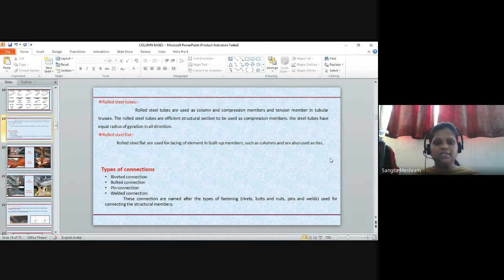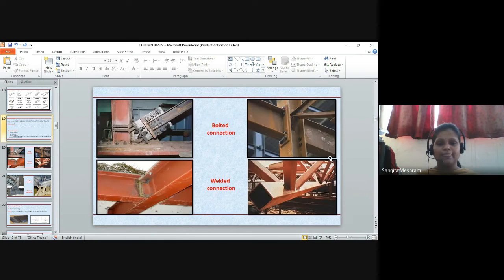Then we have already seen these connections, riveted, bolted. There is also one pin connection, but basically bolted and welded connections are used for most of the structures. And fasteners, that means bolt, rivet, nuts, pins, these all are nothing but fasteners. Types of fastening, that is nothing but rivets, bolts, nuts, pins. So all these members are nothing but fasteners which are used for the connection system.